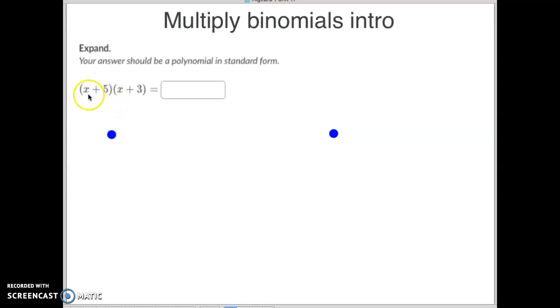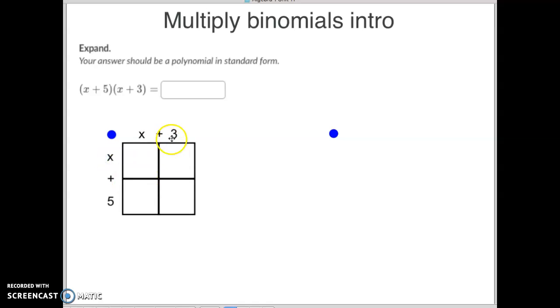First step, when we have x plus 5 and x plus 3, is we want to build our generic rectangle. So we have our x plus 3 and our x plus 5 right here. Multiply them through: x times x is x squared, 3 times x is 3x, x times 5 is 5x, 3 times 5 is 15. Okay, if we put those together, we have an x squared, these two equal 8x, plus 15, and there's our answer right there.